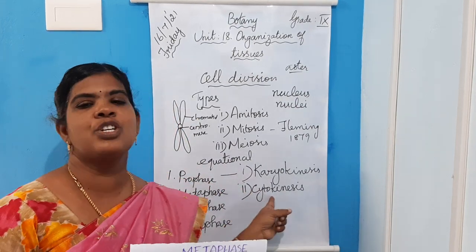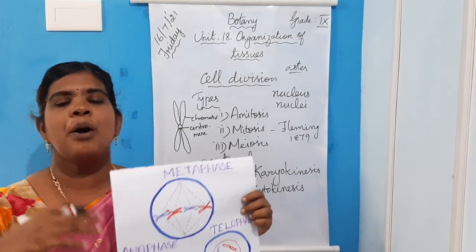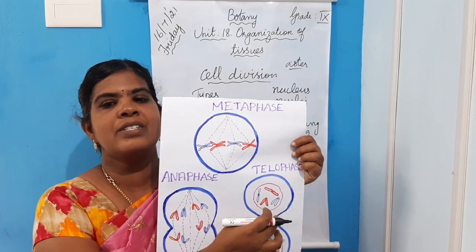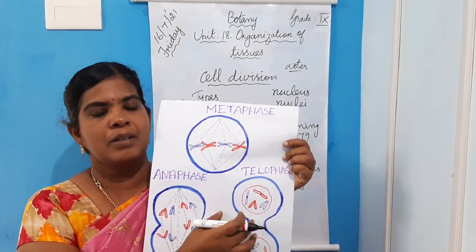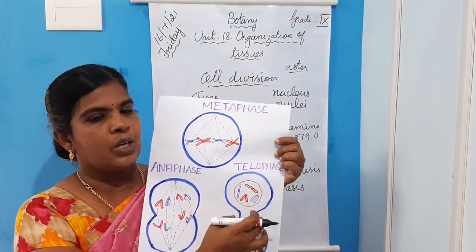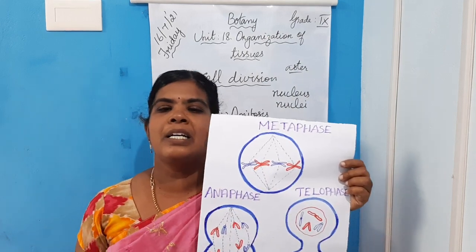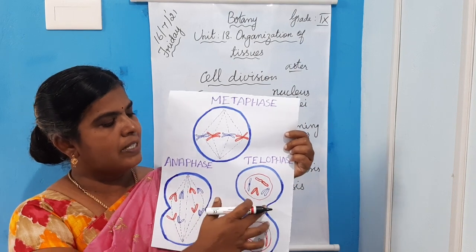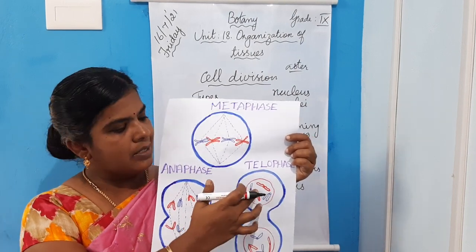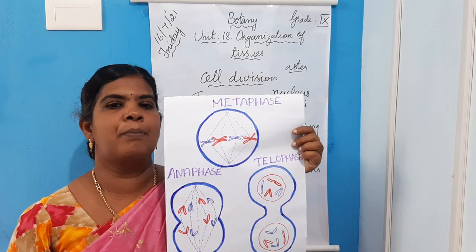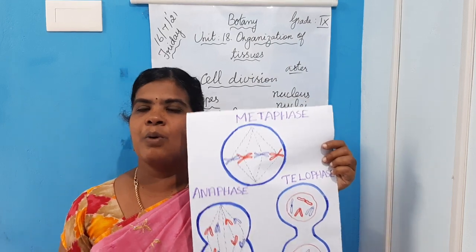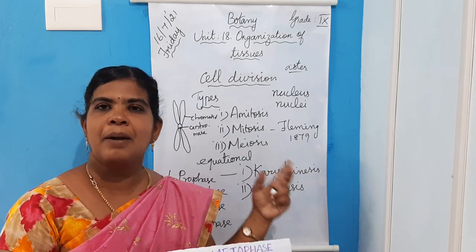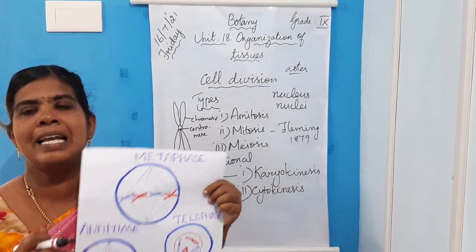That means the division of cytoplasm. How does the cytoplasm divide? A constriction is formed in between these two daughter nuclei. By the constriction of the cell membrane, there will be the division of cytoplasm. Thus, two daughter cells are formed by mitosis. So, what is cytokinesis? Division of cytoplasm. How does it happen? By the constriction of the cell membrane.